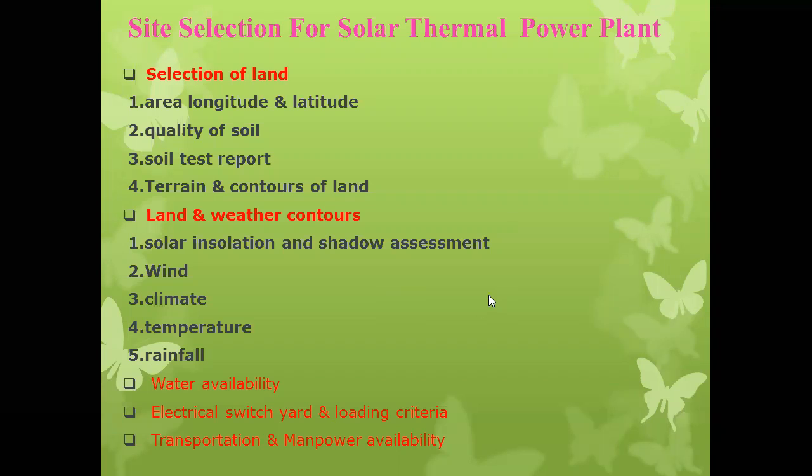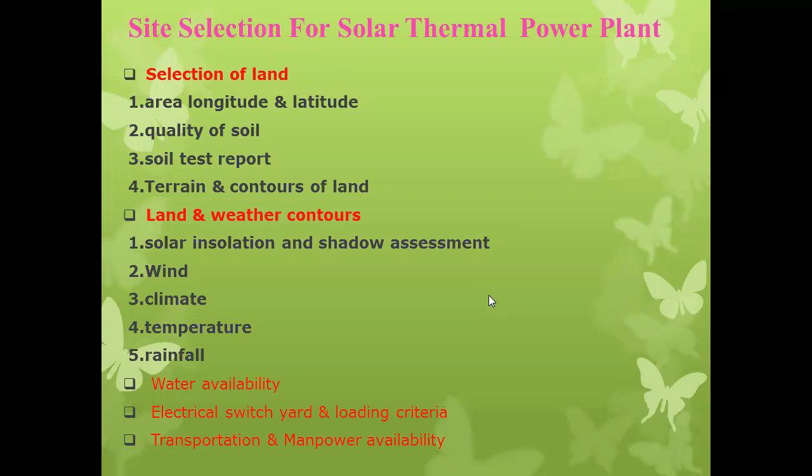Okay, next, electrical switchyard and loading criteria. Switchyard means what, the small substation we have to consider, and we have to make a site selection for installation of the electrical switchyard or the substation. And loading criteria means what, based on how much electrical power we are going to generate, and what should be the maximum connected load across our substation. We can think on that, or we have to make the action on that.